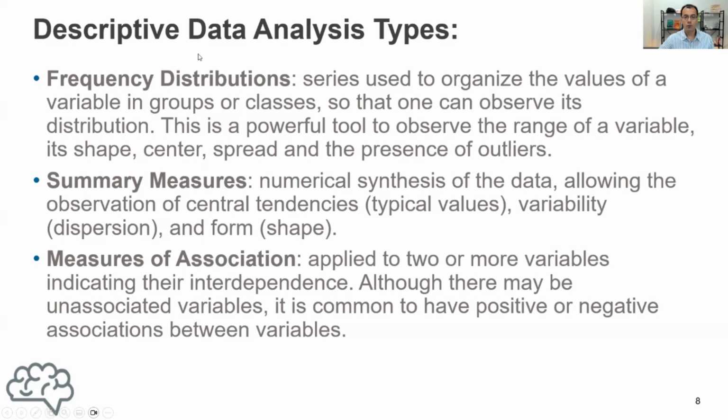In summary, we have three main types of descriptive data analysis. We have frequency distributions, we have the summary measures, and we have the measures of association. Frequency distributions, as I mentioned in the previous slide, aim at finding the distribution of each variable. The summary measures include central tendency measures, variability measures, and measures of form. They are basically numerical synthesis of the data. And finally, the measures of association aim at finding the association, for example, if there is a correlation between the variables, and they can be applied to two or more variables.